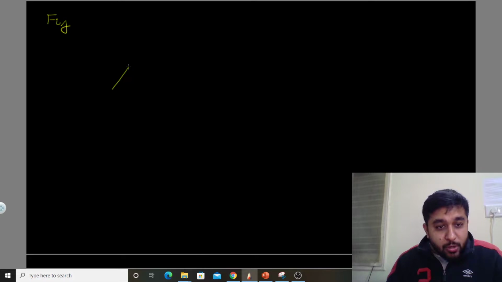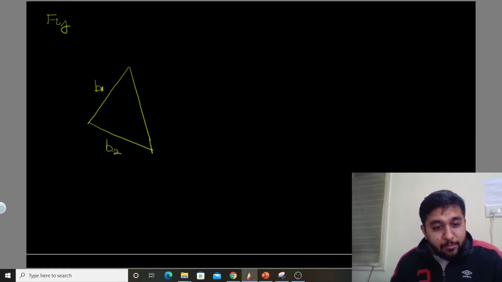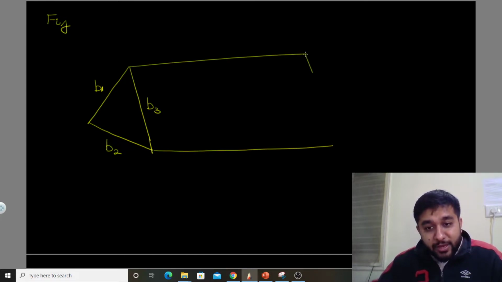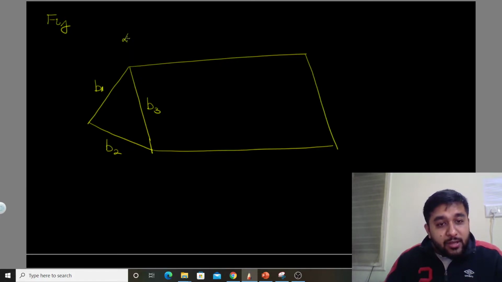Now check. This is the figure given to us. There is a triangular duct. Some sides are also given. Sides of the triangular duct are given as B1, B2 and B3. And this is only the cross section of the duct. So the length of the duct is given to be infinite. This is the length.